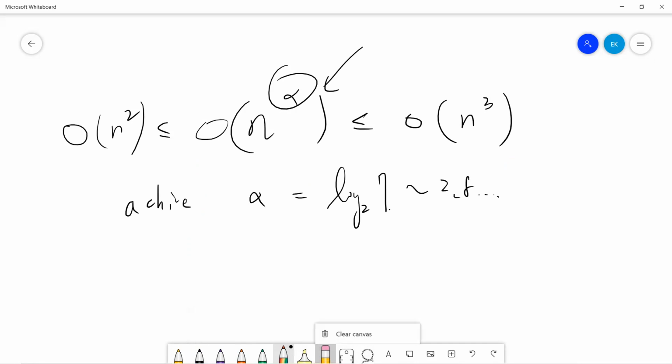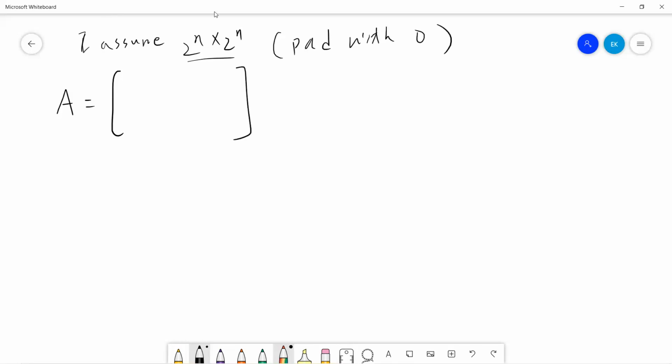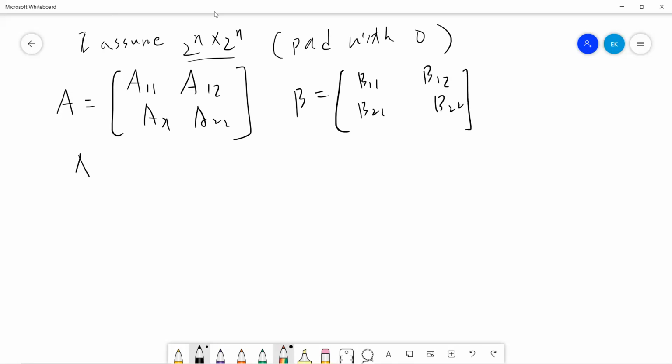Let me explain the algorithm. Without loss of generality, I can assume that the matrix is 2^n times 2^n. If it's not, then I can pad with 0. Let's say A is separated into A11, A12, A21, A22, and B is separated into B11, B12, B21, B22, where each block is a 2^(n-1) by 2^(n-1) matrix.